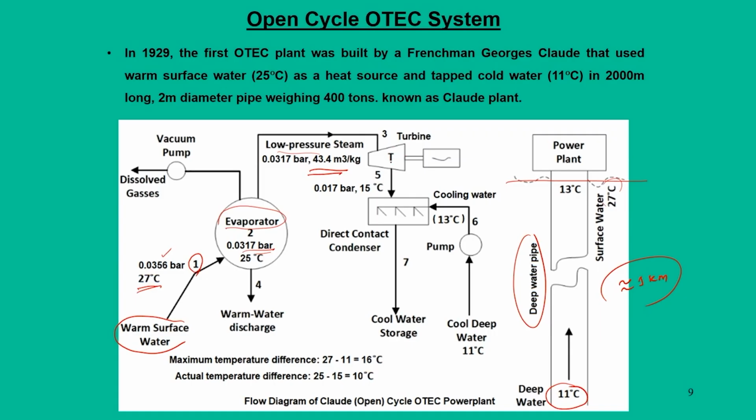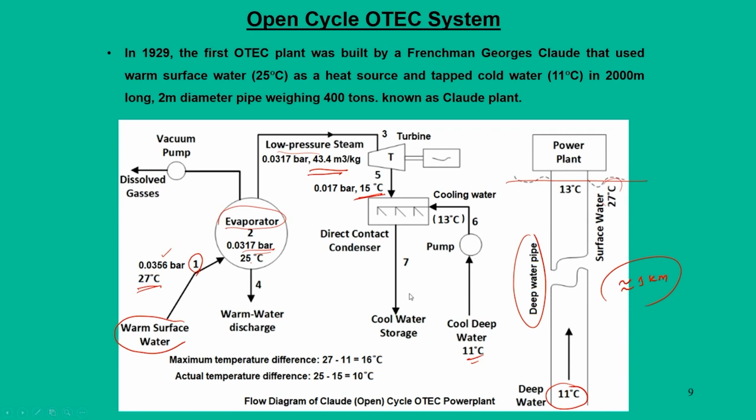Now, the turbine after expansion can expand close to a maximum of 15 degrees centigrade. So from 25 degrees to 15 degrees centigrade it expands. Now, when it expands it enters into the condenser. Basically, the condenser gets circulating cooling water, like cool deep water which is available at 11 degrees centigrade, through a pump, and it cools the vapor and finally discharges the cool water.